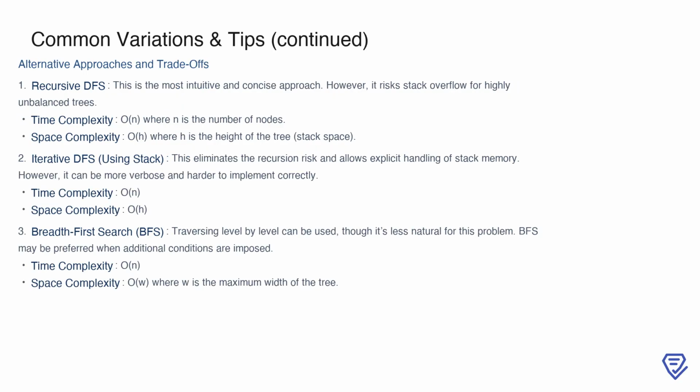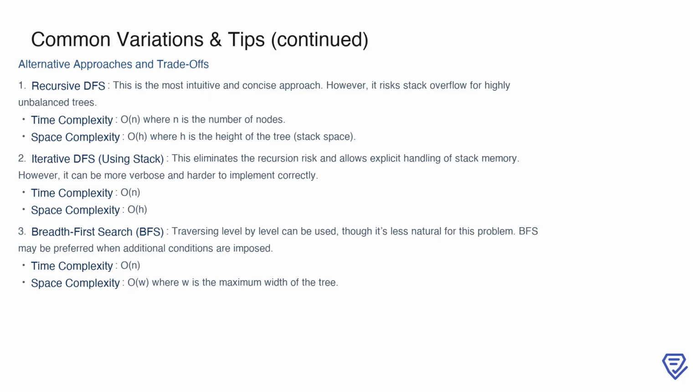There are multiple approaches to solving this problem, each with its own trade-offs. Recursive DFS is the most intuitive for many, as it mirrors the natural structure of the tree. However, it can lead to stack overflow in the case of highly unbalanced trees. Its time complexity is O(n), where n is the number of nodes, and its space complexity is O(h), where h is the height of the tree due to the recursive stack. Iterative DFS, which uses an explicit stack, avoids recursion risks and gives you better control over memory usage. However, it can be more verbose and error-prone during implementation.